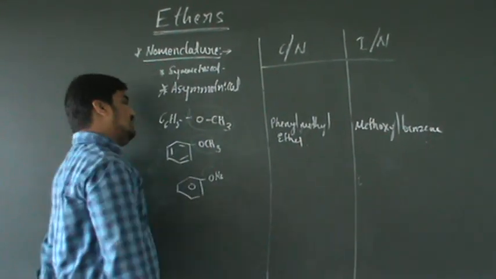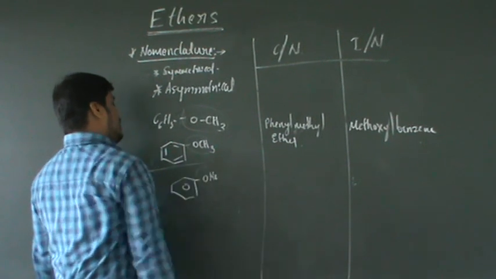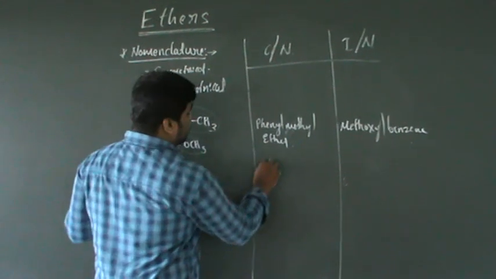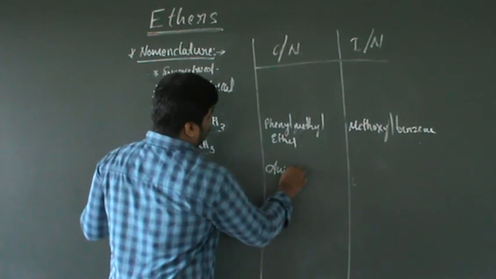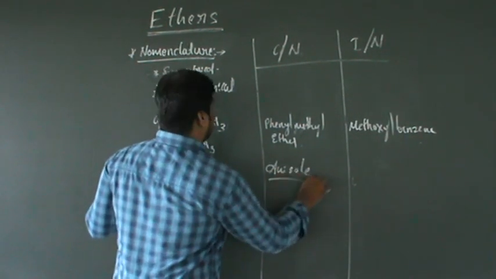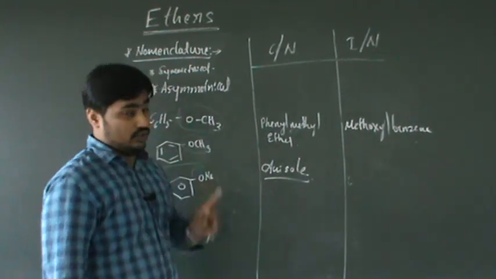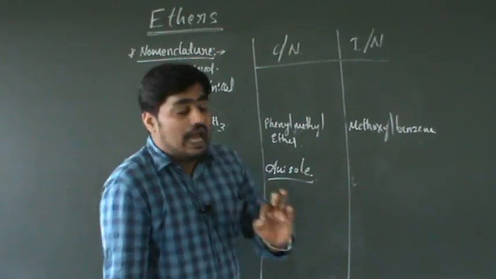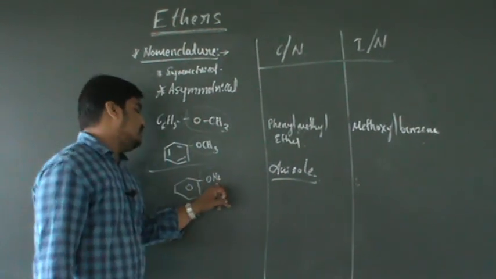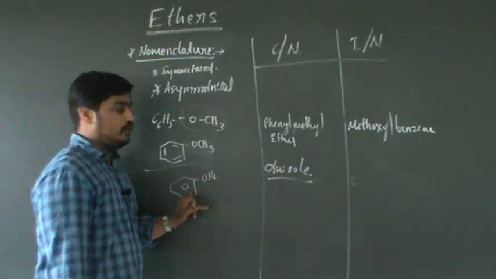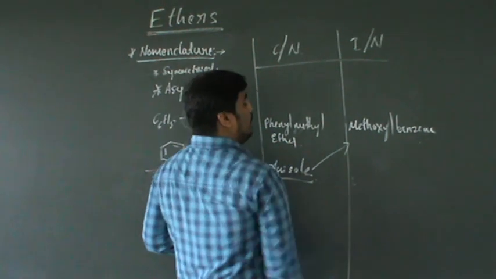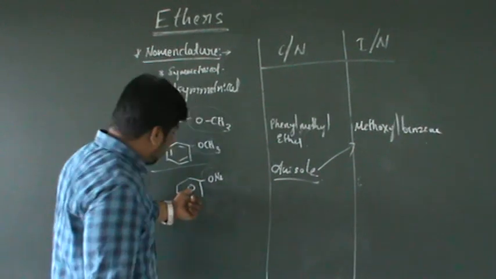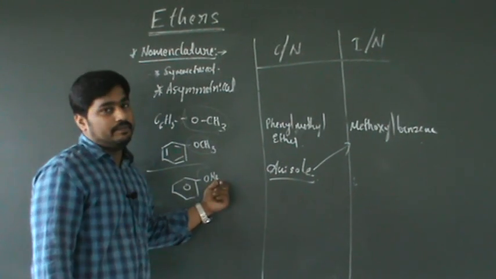But a very important thing is that this compound is commonly known as anisole. Please remember the common name anisole. Anisole is nothing but methoxybenzene. It is represented as a benzene ring with OMe.